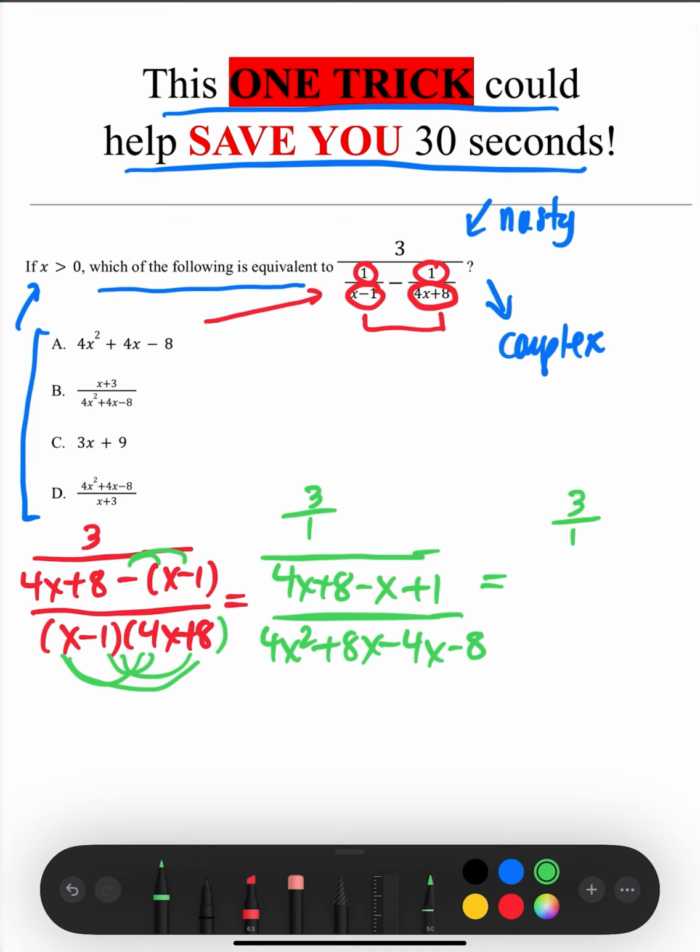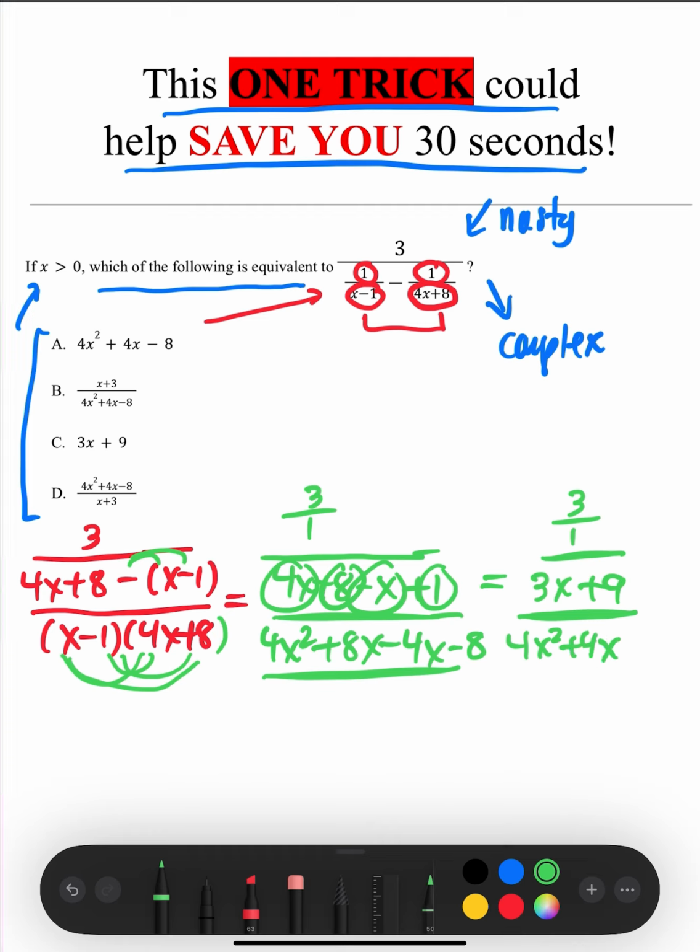Still rewriting the 3 over 1, I'll explain it here in a bit. 4x combined with negative x is 3x, 8 plus 1 is 9, and here I'm going to combine these. I'm going to get 4x squared, and I'm going to get plus 4x minus 8.